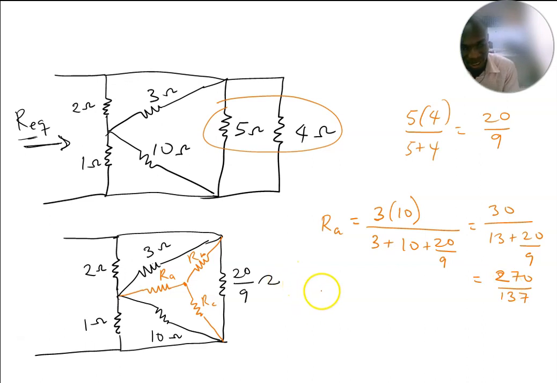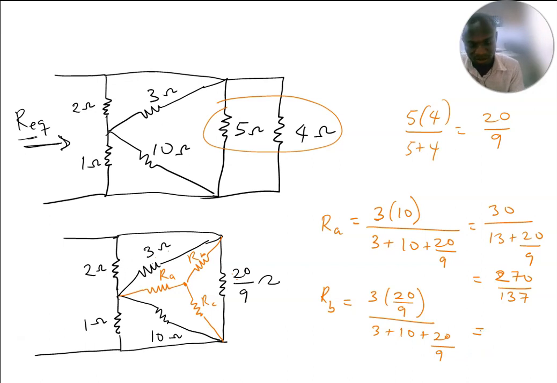So what about the RB? RB is going to be the product again. That is 3 multiplied by 20 on 9. That's the product of the adjacent resistors, all divided by the sum, which is 3 plus 10 plus 20 on 9. And what do you get?